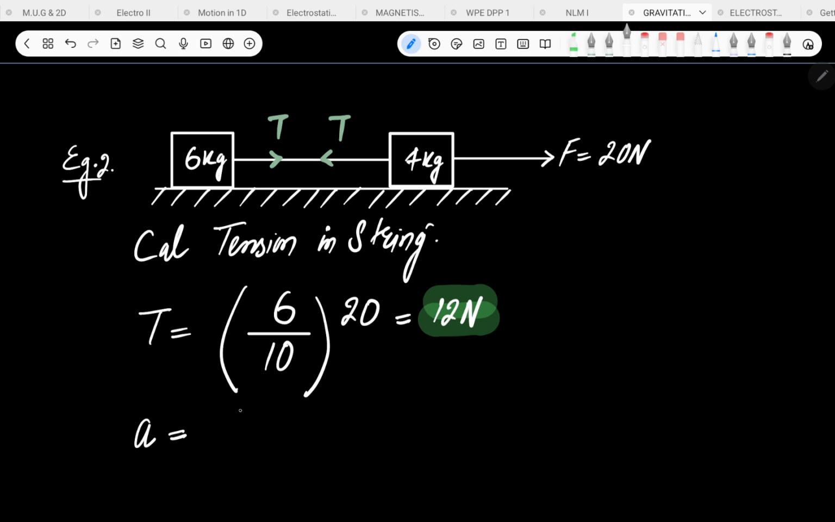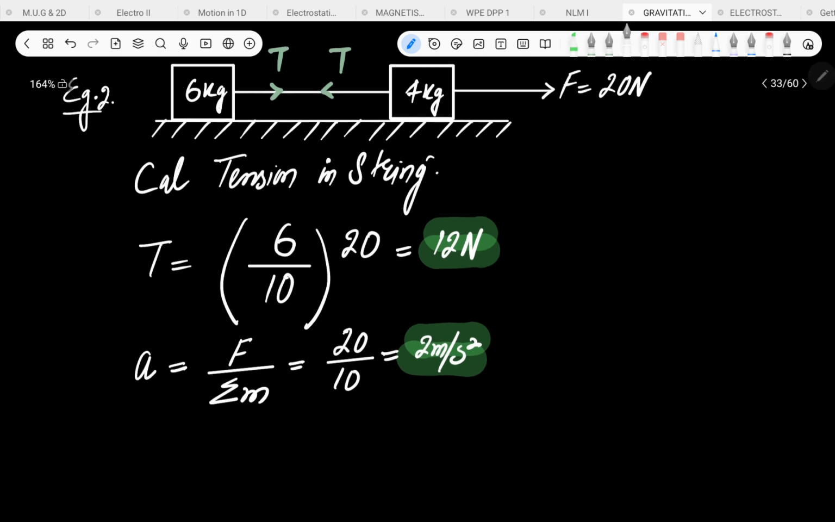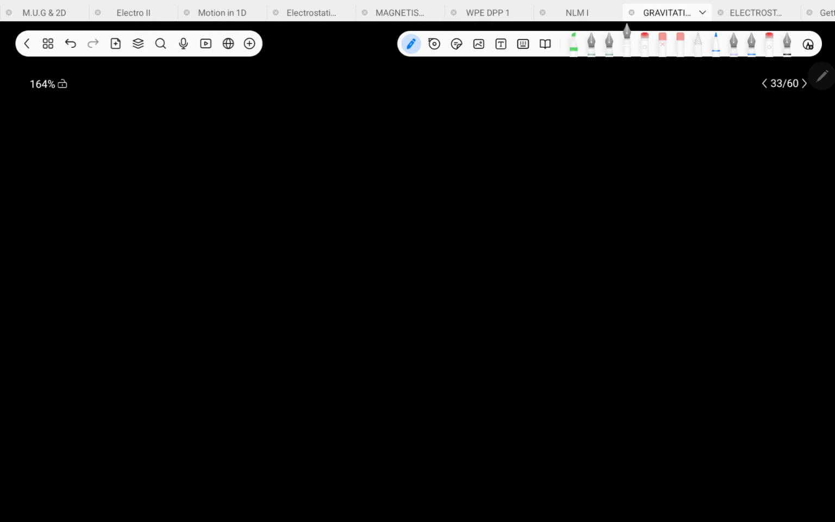Acceleration will be simply equal to the external force, which is F, divided by the total mass of the system, isn't it? Now, what is the external force on the system? That is 20, divided by the net mass of the system, which is 6 plus 4, which is 10. 20 divided by 10 is 2 meter per second square. For the sake of curiosity, we have calculated acceleration. Otherwise, it is not required. Because if this question is asked in NEET and JEE, the question will be like this: calculate tension in the string. Okay, let's do one more example here.